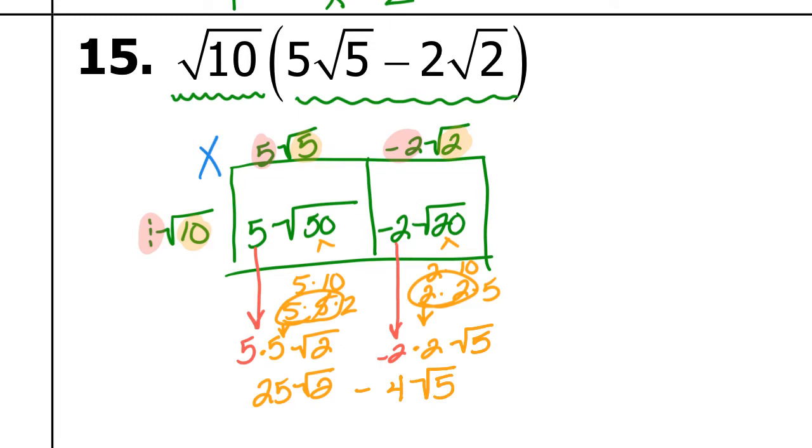Since my radicands, the numbers on the inside of my radicals, are completely different numbers, 2 and 5, I cannot combine these. Therefore, my final answer is 25 square roots of 2 minus 4 square roots of 5.